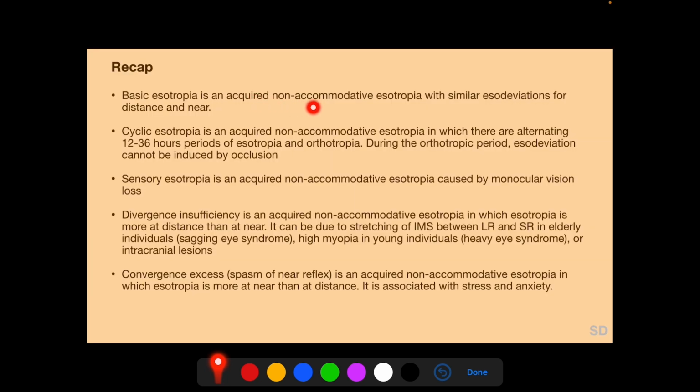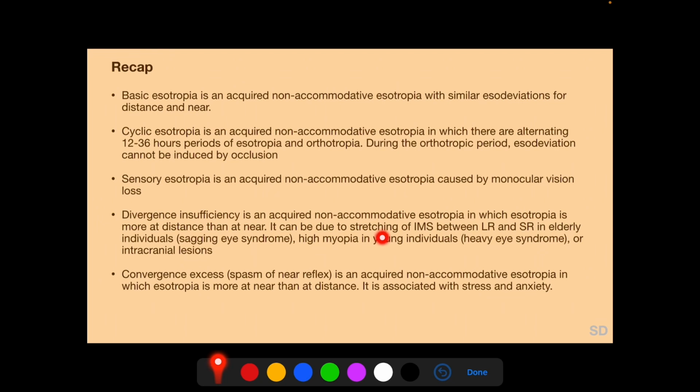So among acquired non-accommodative esotropias, we have basic esotropia where we find similar esodeviations for distance and near fixation, and cyclic esotropia in which there are alternating 12 to 36 hour periods of esotropia and orthotropia. During the orthotropic period in patients with cyclic esotropia, esodeviation cannot be induced by occlusion. We also have sensory esotropia caused by monocular visual loss, and divergence insufficiency in which esotropia is more at distance than at near.